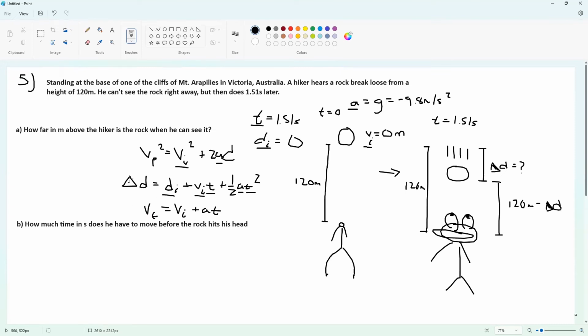We are able to find the distance it covers from the point that it starts falling with its initial velocity, plus the distance it covers due to acceleration over time, which is this equation right here. So let's go ahead and find out what that distance is. So this distance, change in D, is going to be equal to, let me delete this actually.